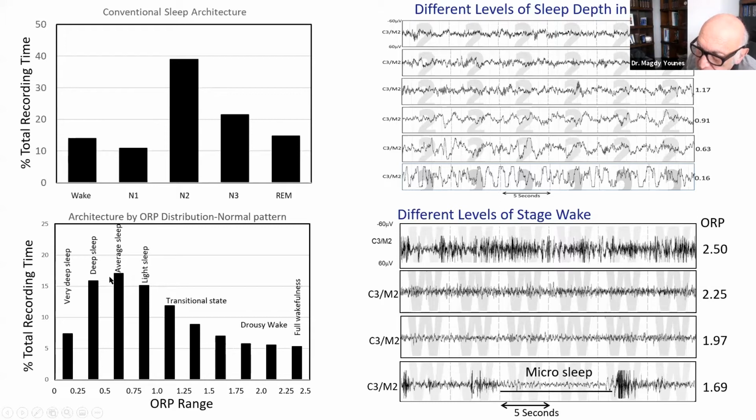So this is deep sleep, and this is average sleep. The 4th one is light sleep. And the 5, 6, and 7 are really transitional sleep, where you have features of both awake and sleep. And these are the ORP values that give techs the hardest time distinguishing awake from sleep, but they usually score it as sleep.